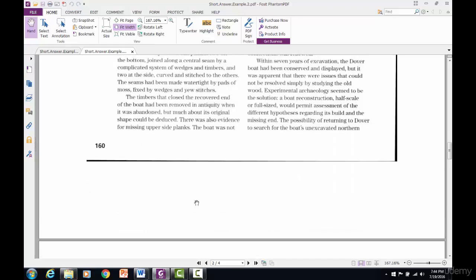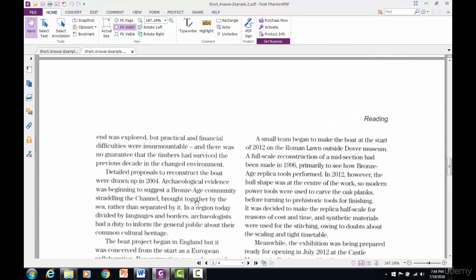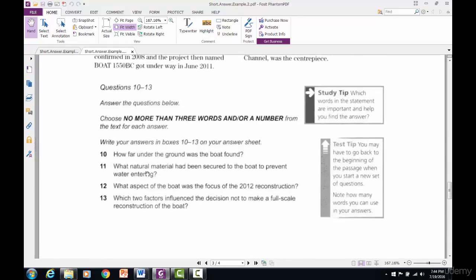So we look down at our question. What natural material has been secured to the boat to prevent water entering? When it says prevent water entering, and we see the word watertight, that's prevent water from entering. That's our synonym language match. And then when we look at that sentence, we see the answer is pads of moss are what have been secured to prevent the water from entering.